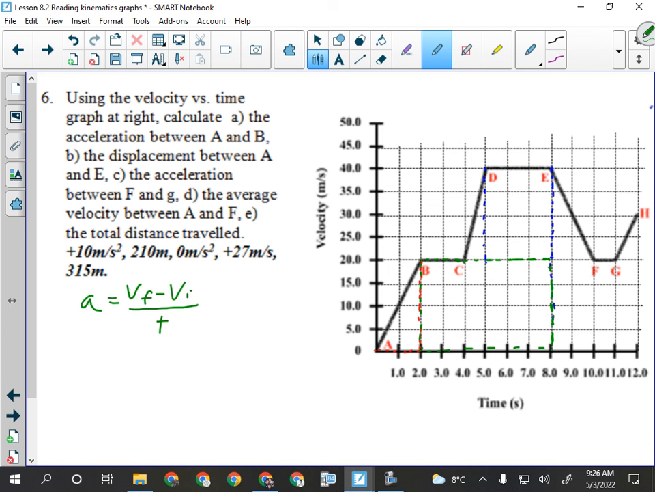Okay, so when we do this, we've got VF, which is positive 20, minus our initial, which is 0, and that takes 2 seconds. 20 over 2 is positive 10 meters per second squared. Okay, acceleration is a vector quantity, so we should indicate that with a positive sign.